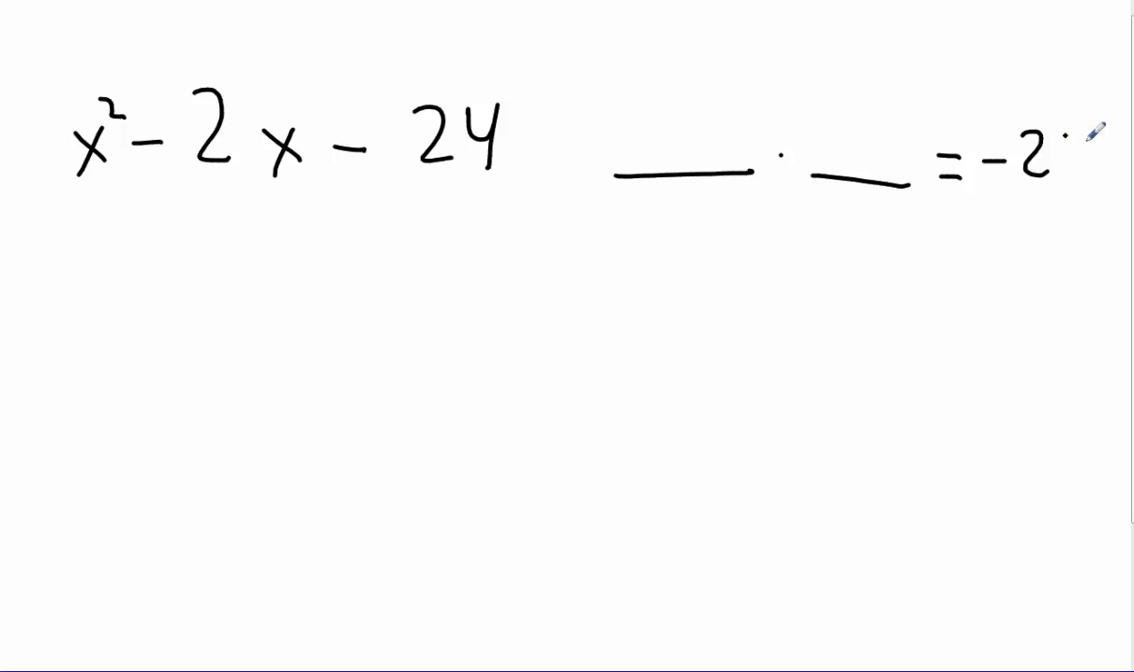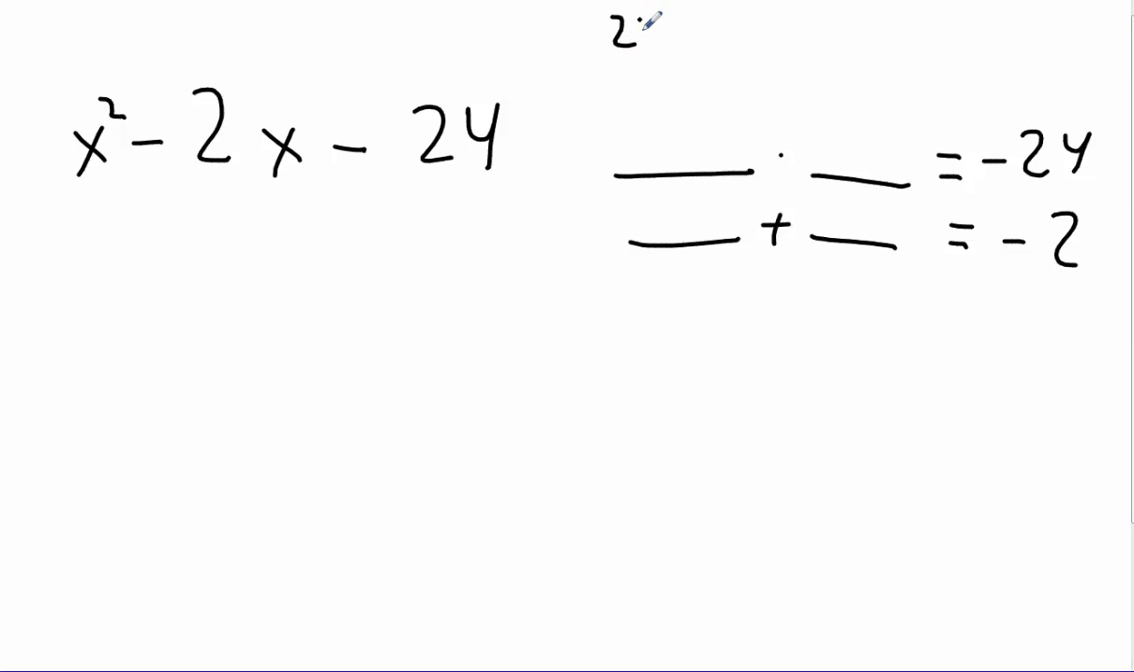Alright? Let's try this. x squared minus 2x, plus, actually no, I want to make it a minus 2x minus 24. Okay? So again, we can't factor anything out, no GCF, leading coefficient's 1. So what times what equals negative 24? And what plus what equals negative 2?